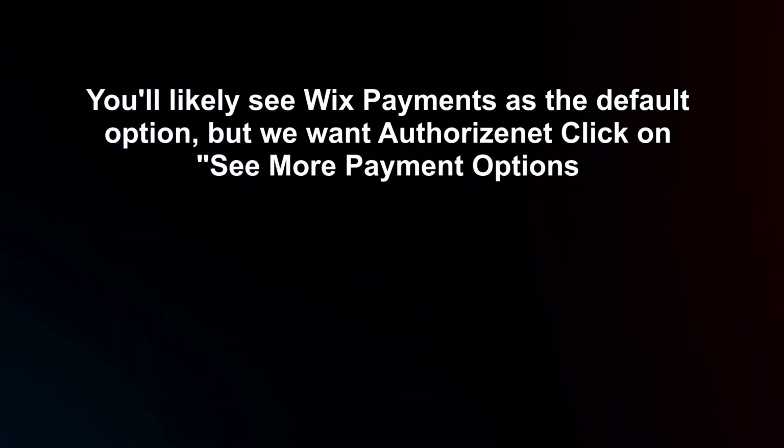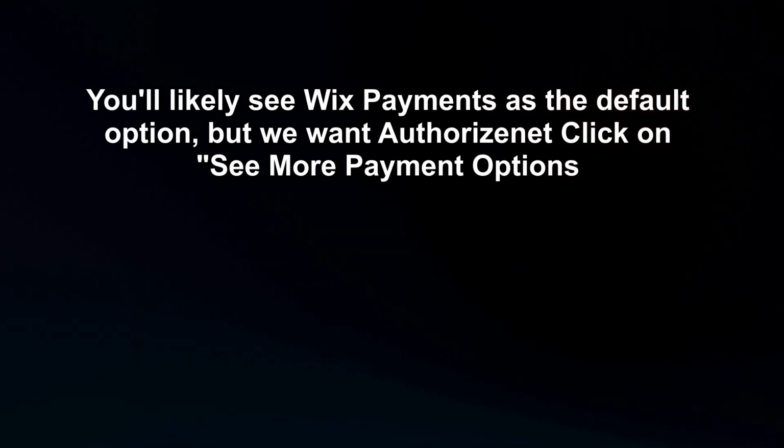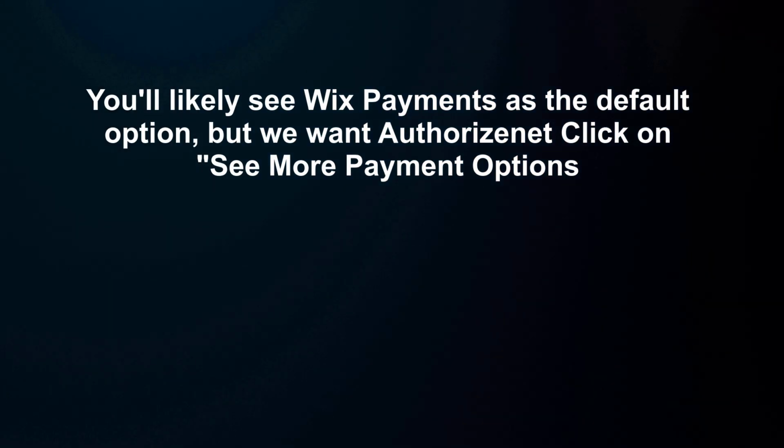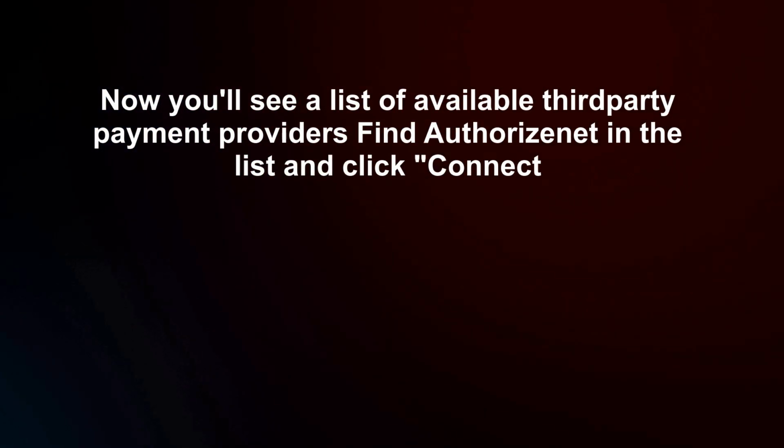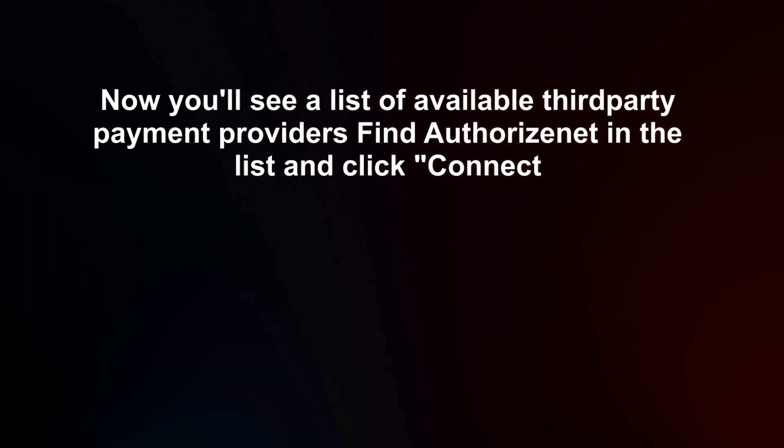You'll likely see Wix Payments as the default option, but we want Authorize. Click on See More Payment Options. Now you'll see a list of available third-party payment providers. Find Authorize in the list and click Connect.